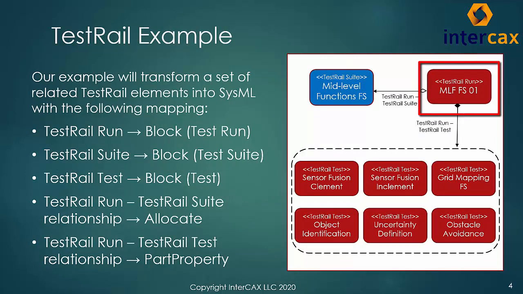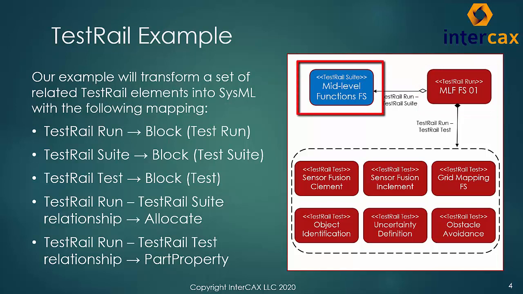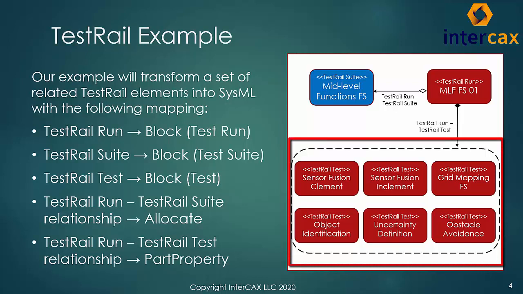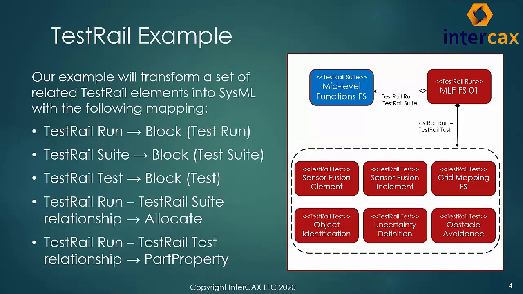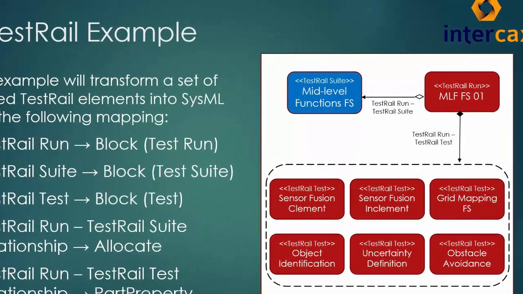A TestRail test run element has two outgoing types of relationships. It is linked to a test suite through a relationship Syndeia calls TestRail Run to TestRail Suite, and it is linked to 6 separate tests through a different relationship, TestRail Run to TestRail Test. Our objective is to create a custom mapping that enables this entire set of artifacts and relationships to be transformed in a single action, with the mappings shown on the left.